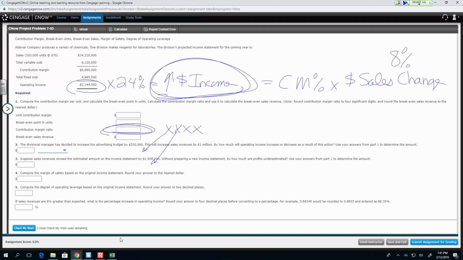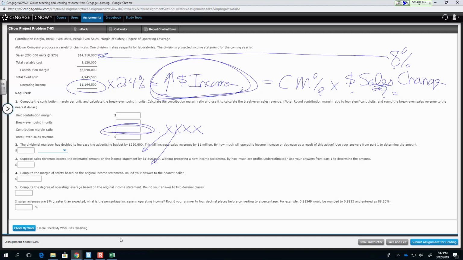Melissa said the change was 8%. But I can't take percent times percent. I got to take percent times dollars of change. How do I figure out the dollar of change? 8% of what number? No, no, no. The operating? No, no, no. So 14,210,000, right? If that goes up 8%, guess what? The margin percent times that dollar amount will give me the change in income. You can verify that answer.